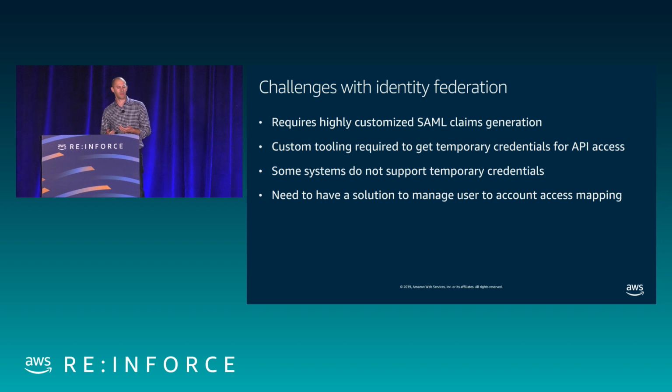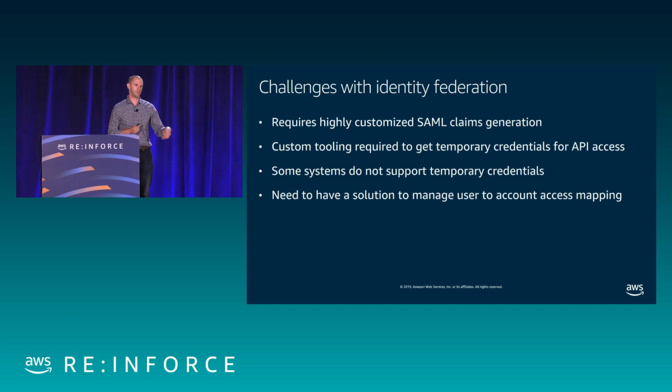Some of the challenges, though, with identity federation, right? You need a customized SAML claim. You have to be able to go from your federated identity provider to a SAML claim that Amazon understands, and we've had to do some work to map that. We created our own directory structure to support that. And you need custom tooling for things like the CLI. There's some open source out there that you can start with, which is what we did, and I'll show how that works. So you need to work on that a little bit.